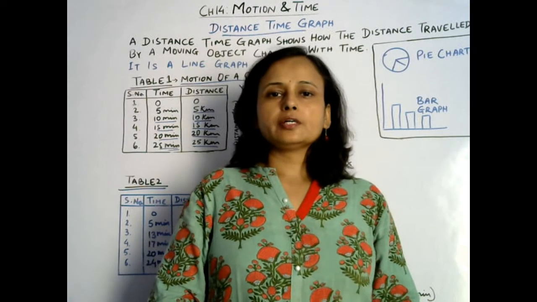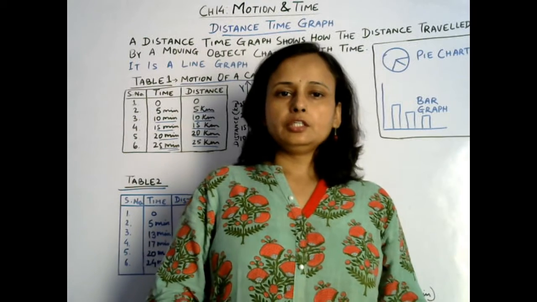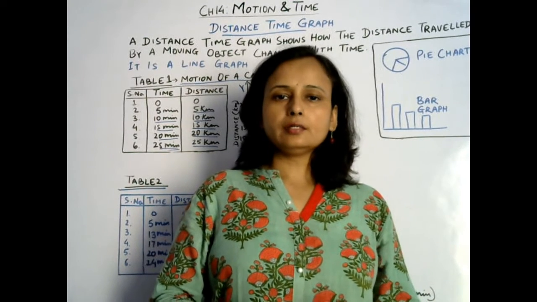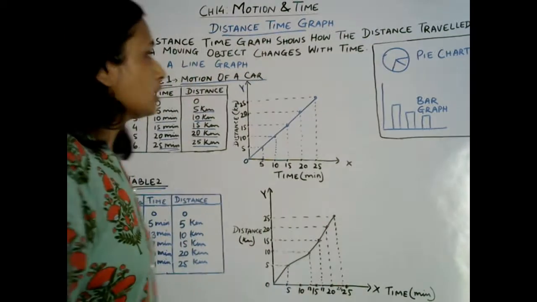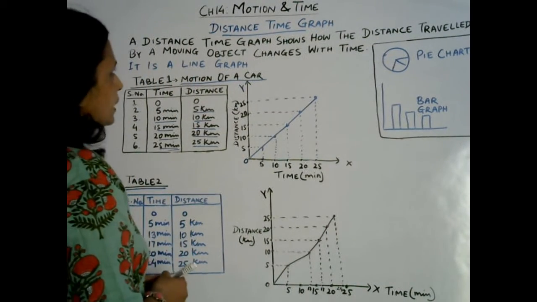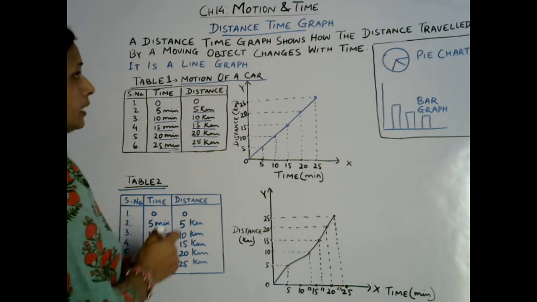How we can draw a distance time graph. For a distance time graph, we need time and distance both. So it can be drawn in a line graph. Basically, it shows the distance and time taken.